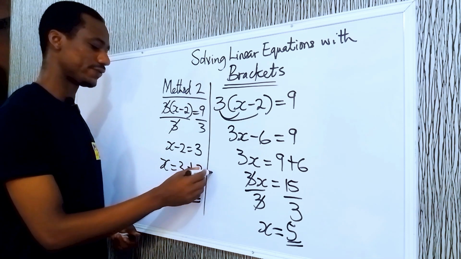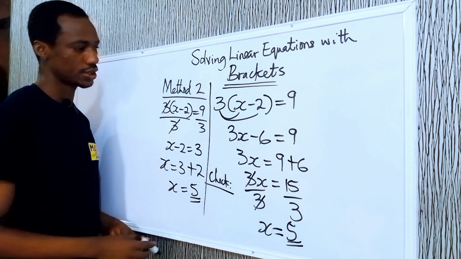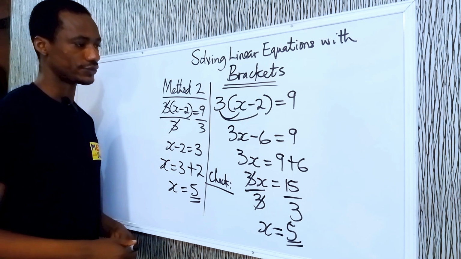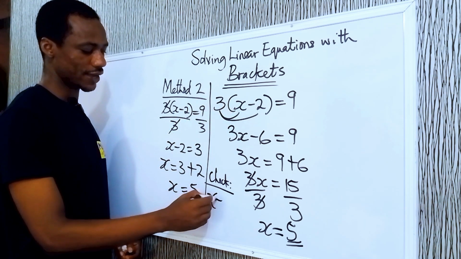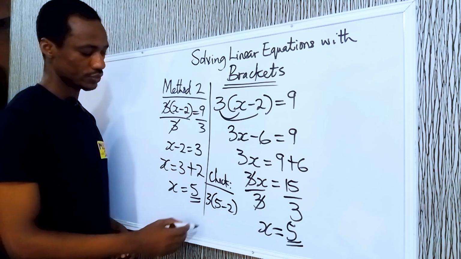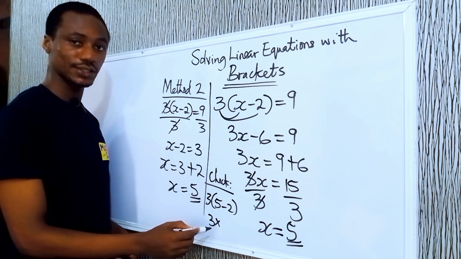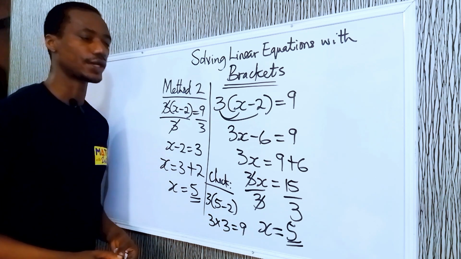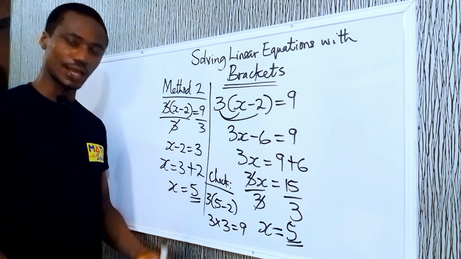One more thing we have to do: check. It's very important. We have to do a check. So let's put 5 back into the equation and see what we have. In place of x here, we're going to have 5. So that's 5 minus 2, which is 3. So 3 times 3 equals 9. That means we are correct, because our equation is equal to 9.